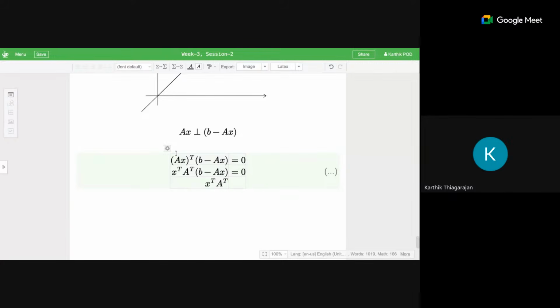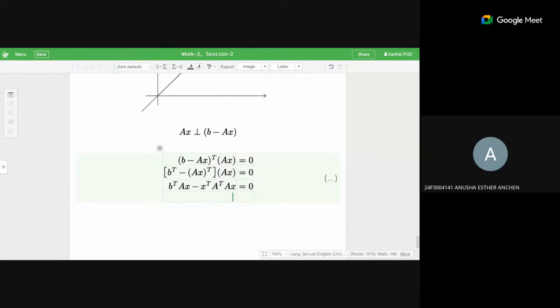Let me start over again. It's actually easier to do it as (b minus Ax) transpose times Ax is 0, because it's a symmetric operation. Both are the same. So this is (b transpose minus x transpose A transpose) times Ax equal to 0. This is b transpose Ax minus x transpose A transpose Ax. I have just expanded.